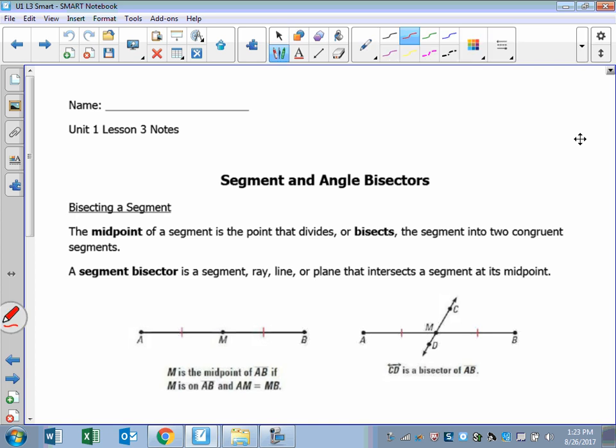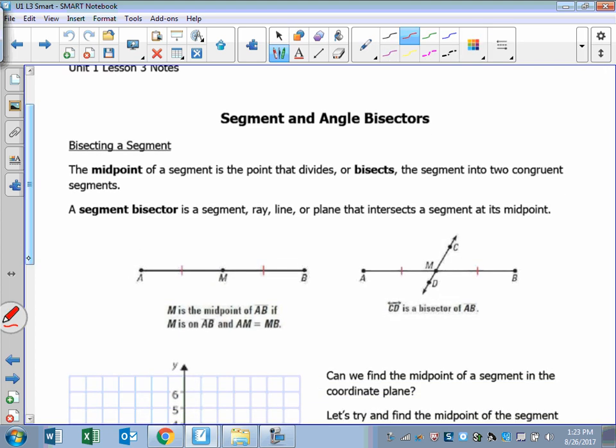Okay. We got a little bit of vocab at the beginning, bisecting a segment. So midpoint is a point that divides or bisects a segment into two congruent segments. If you think about the word midpoint, it should make you think of middle. So midpoint is in the middle of a segment. If you notice our hash marks here, that means it cuts it into two equal pieces. Cuts it right down the middle and half.